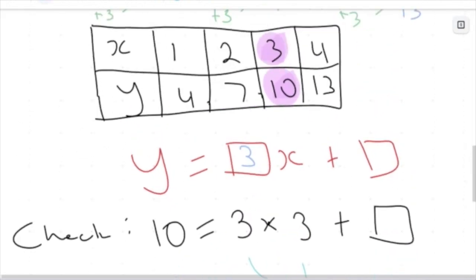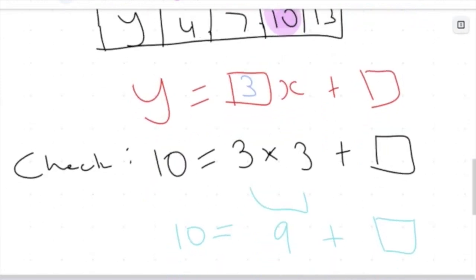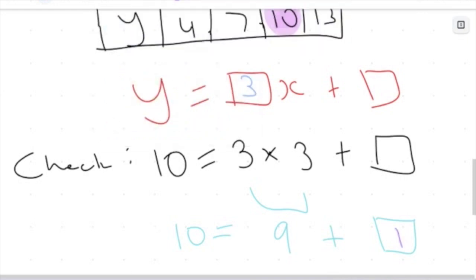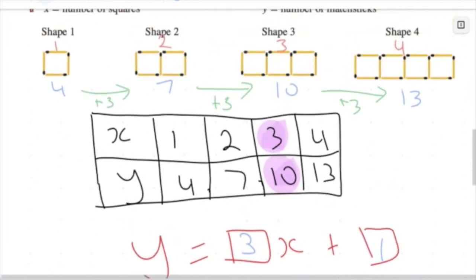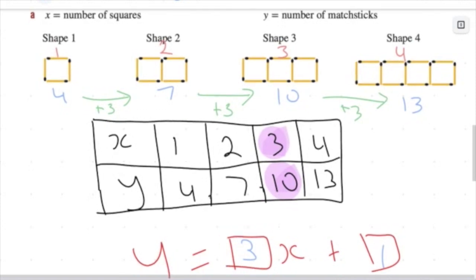In the same way that something's being added to 3 times this value, for example, to give me 13, or this value to give me 7. It's constant all the way through these relationships. That's what linear relationships are all about. Now, from here, we can quite easily see, okay, when I add 1 to 9, I get 10. So this mystery number must be 1. So my rule relating my number of matchsticks to the number of squares I have is going to be y equals 3x plus 1.